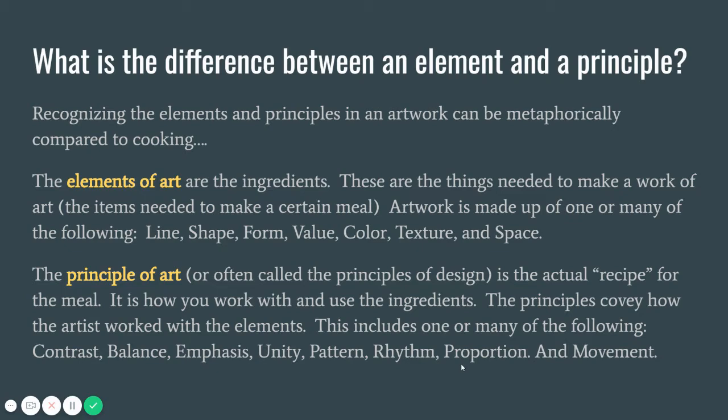So the elements of art are basically the ingredients. These are the things that you need in order to make a work of art. Or metaphorically speaking, these are the items that you need in order to make a certain meal, right? So if you're wanting to make lasagna, you're going to buy lasagna noodles, tomato sauce, ricotta cheese, mozzarella cheese. See, all those ingredients are also the elements of art, okay? The elements of art are line, shape, form, value, color, texture, and space.